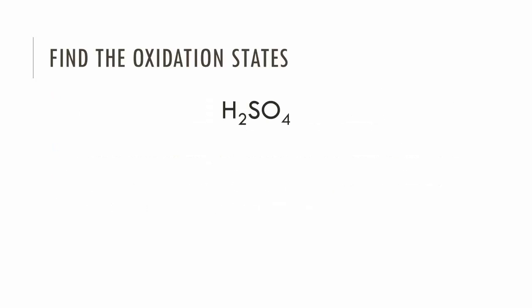Let's look at H2SO4 and try to find the oxidation states of each element. Let's start with the oxidation states that we know. We know that oxygen will be -2 and that hydrogen will be +1. To find the oxidation state of sulfur in this compound, we need to take the sum of the oxidation states of the other atoms. Don't forget to multiply the numbers by the number of times we find the element in question within the compound.